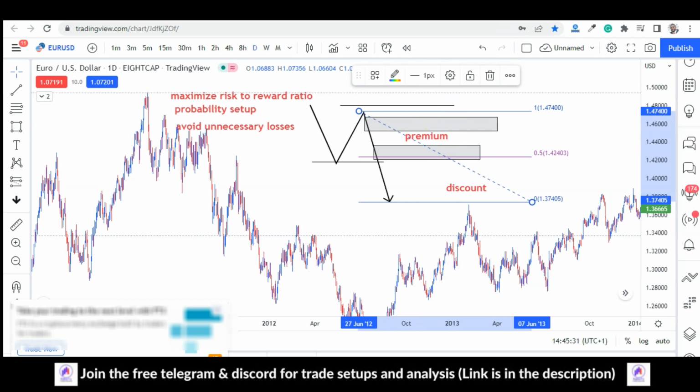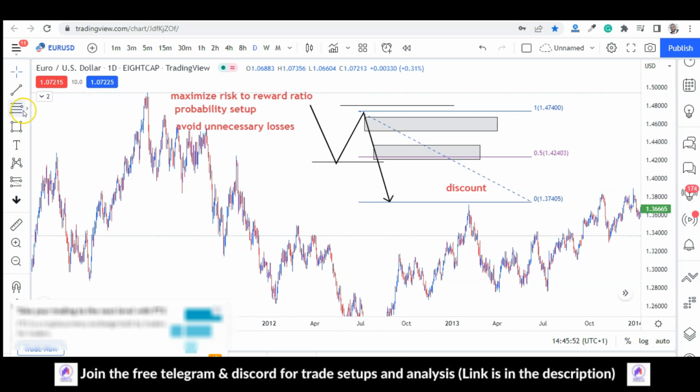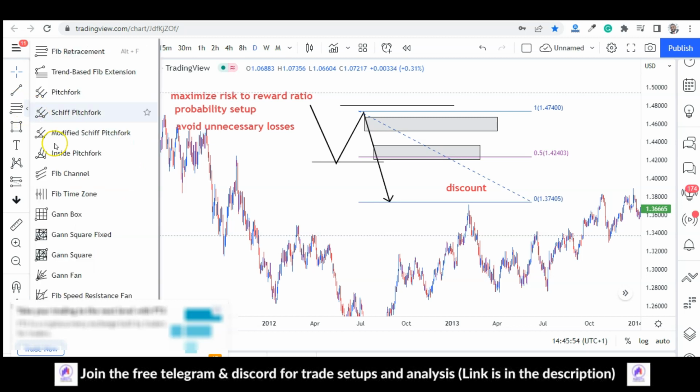You are looking at areas where supply and demand came into the market, and you are now asking yourself, is it of high probability for me to take the trade there? So to solve that problem, you use the premium and discount pricing model. Another tool you can use is the Gann box.